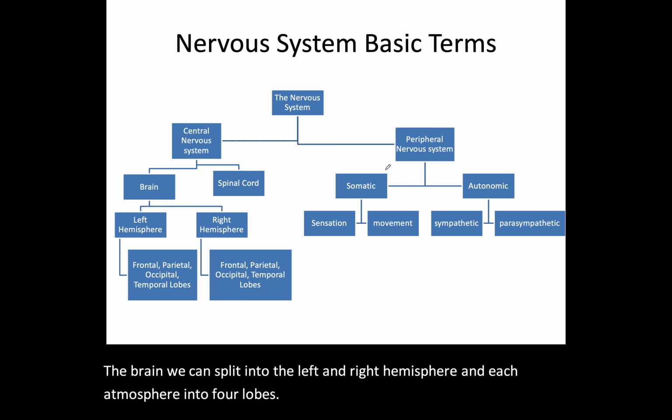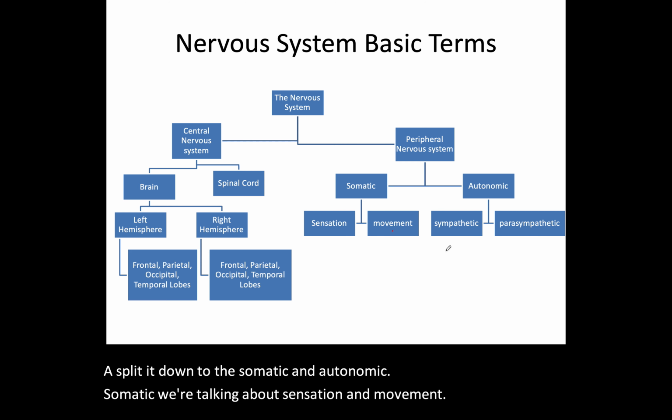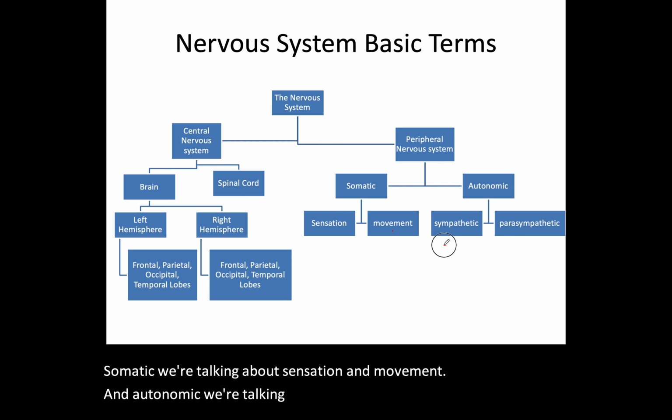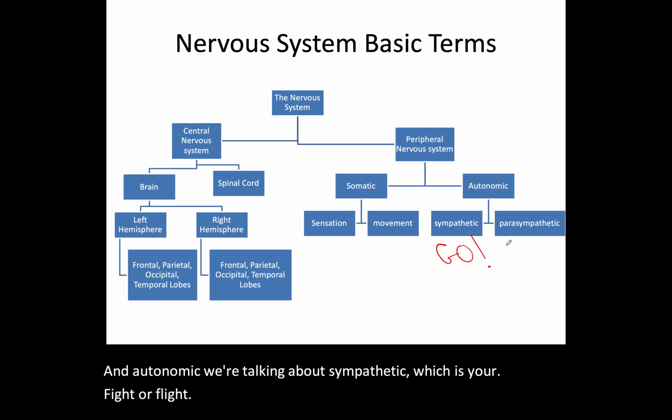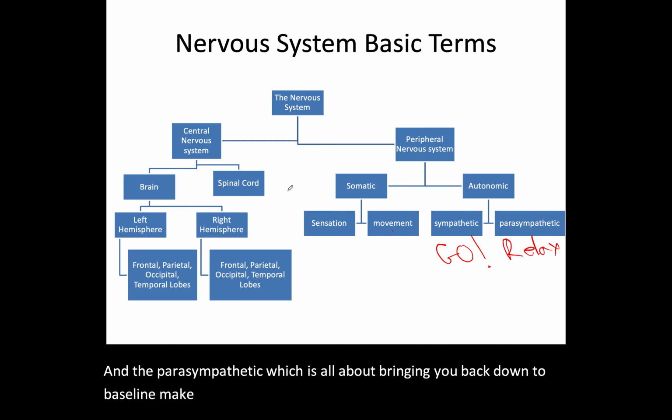In the periphery, we split it down to the somatic and autonomic. Somatic, we're talking about sensation and movement. And autonomic, we're talking about sympathetic, which is your fight or flight, and the parasympathetic, which is all about bringing you back down to baseline. Make sure you know all these terms and where they all go.